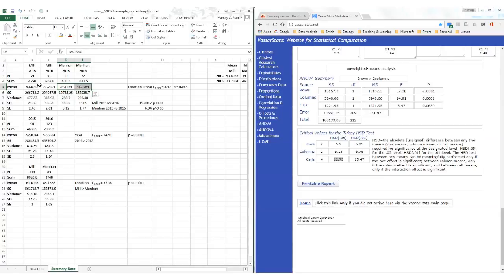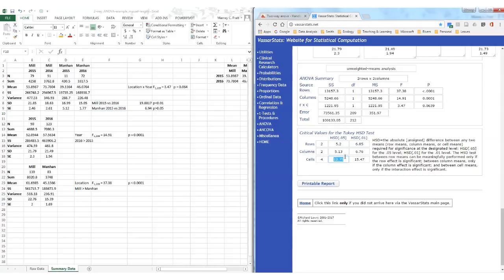And you can do more comparisons. So you could do the Mill River in 2015 versus the Manhan in 2015, the Mill River in 2016 versus the Manhan River in 2016. You can do all the different pairwise comparisons that you're interested in, and then just compare them to these values.